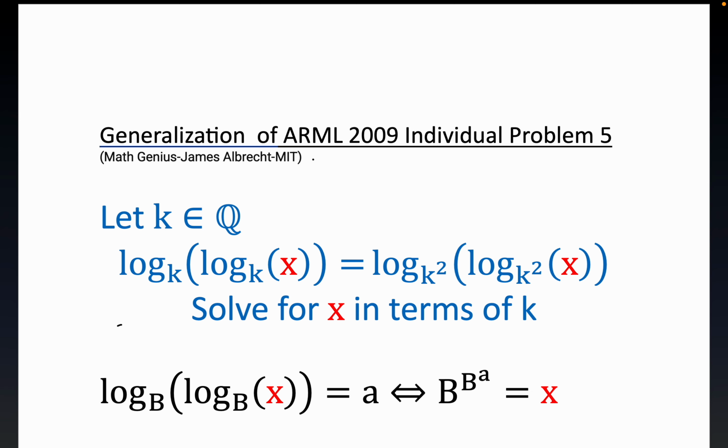Good day, everybody. A special case of this problem was worked at the ARML 2009 chess competition. A gentleman by the name of James Albrecht, MIT alumni, I think, worked it for the case k equals 2, and of course k squared would be equal to 4.